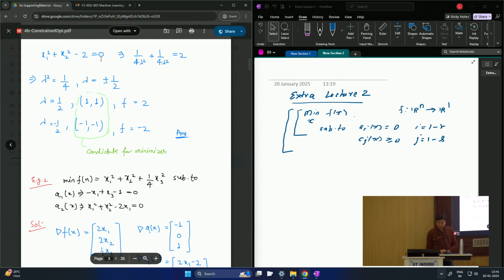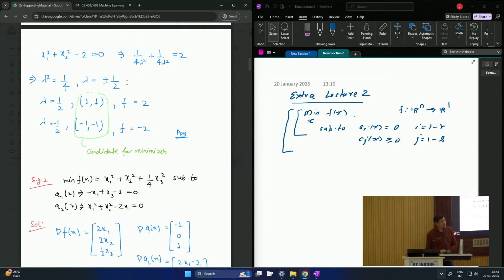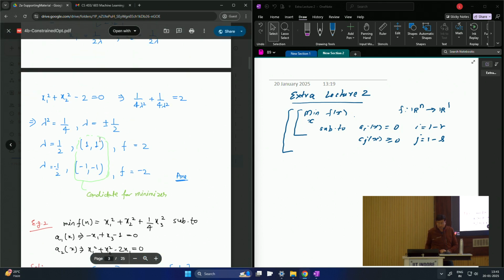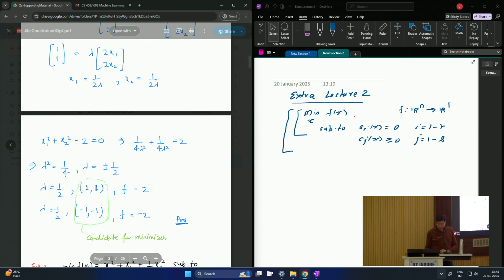We take x1 squared plus x2 squared, this is the A condition, we substitute x1 is 1 over 2 lambda, x2 is 1 over 2 lambda, so square of that, and we solve for lambda, we get lambda equal to plus or minus half. Once you substitute this into x1 and x2, which is on the previous slide, then you get the one point as 1 comma 1 and the other point as minus 1 comma minus 1. So the function value here is 2 because it's just x1 plus x2. Again, it's just minus 2 because it's x1 plus x2. So which means that it's giving you candidates for minimizer. It is also giving you the candidates for maximizer.